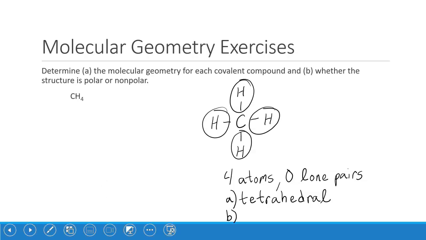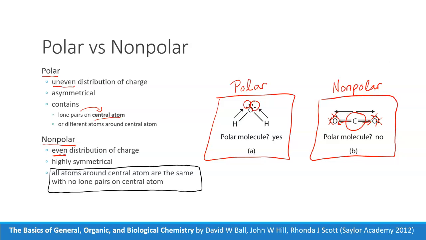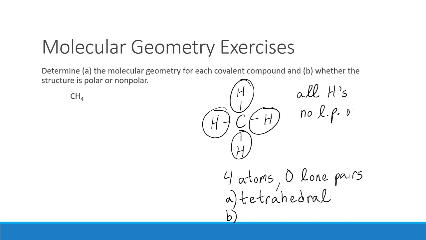And remember, if you want to be nonpolar, all of the atoms around that central atom have to be the same and no lone pairs on the central atom. Well, all 4 atoms around the carbon are hydrogen. So you have all hydrogens around carbon and no lone pairs on the carbon. So therefore, this molecule is nonpolar.